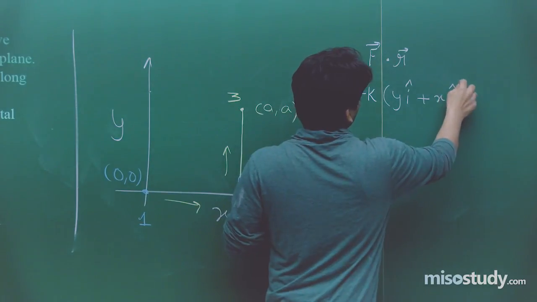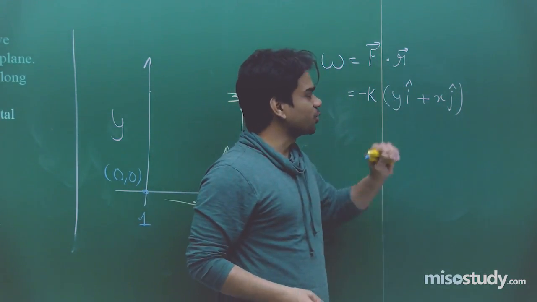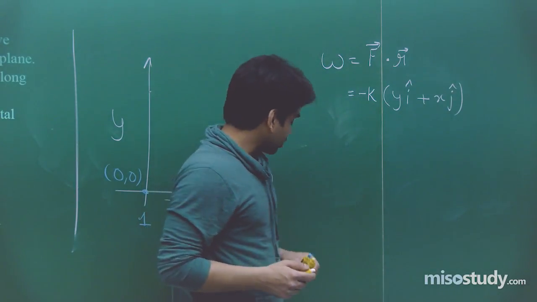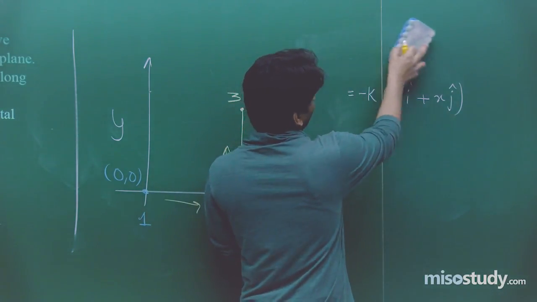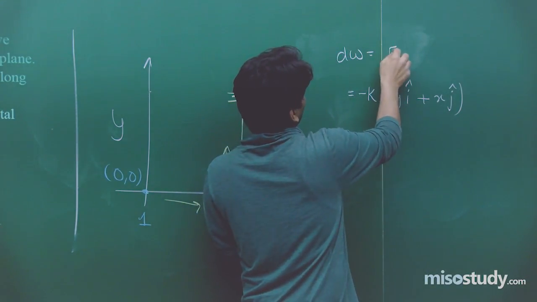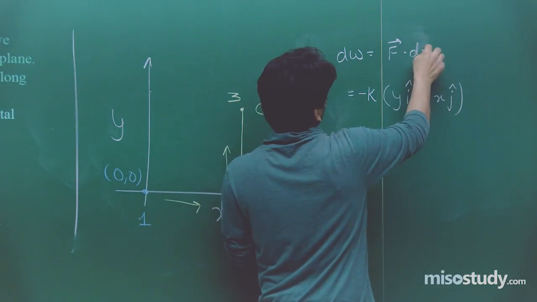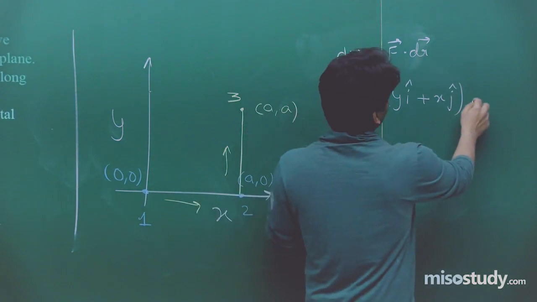This is what we need to show, and the R vector I have shown you here. If I talk about, actually I should write here small work done. We need to integrate actually. I should write small work done, that should be equal to F dot dr.